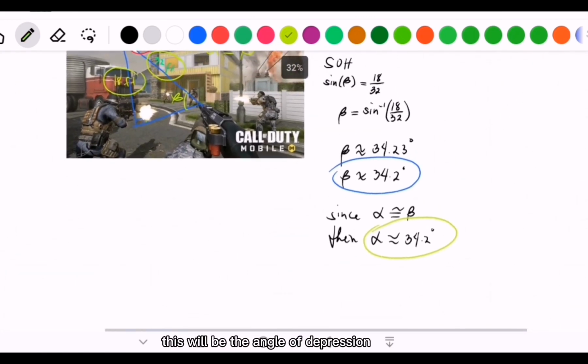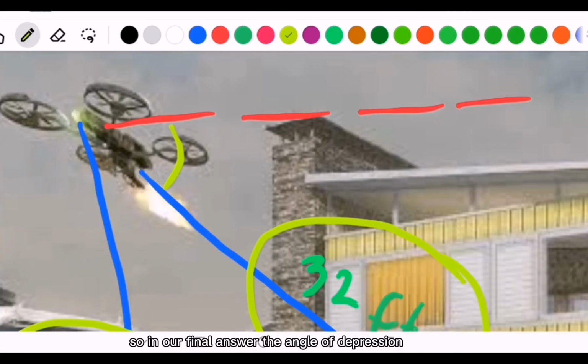So here you go. This will be the angle of depression. In our final answer, the angle of depression, angle alpha, will be approximately equal to 34.2 degrees.